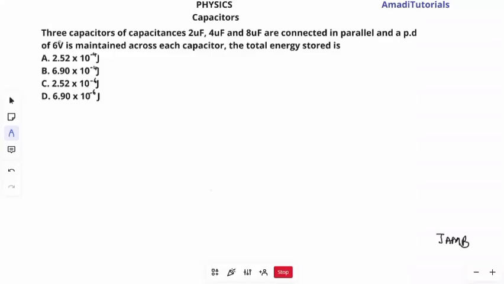Question says 3 capacitors of capacitances 2 microfarad, 4 microfarad, and 8 microfarad are connected in parallel, and a potential difference of 6 volts is maintained across each capacitor. The total energy stored is. So, do I need to sketch it? It's good to always sketch so that you will not make mistakes. You see the actual picture of the problem.